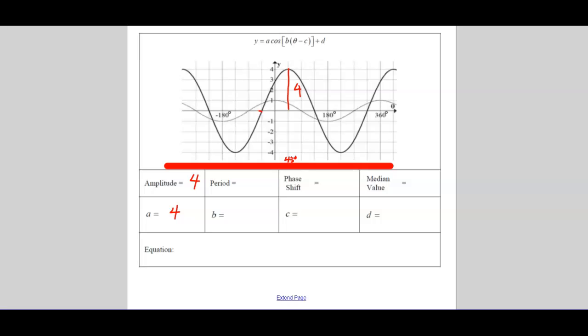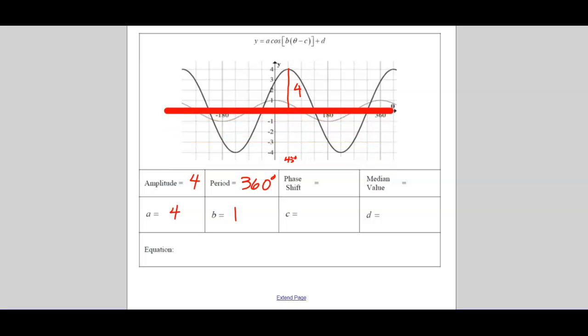So wherever you choose, just make sure you're choosing a complete cycle. It's 360 degrees, which is your base period, right? So the B value is 1. You wouldn't even need to show it in your equation. So now I put this back up here.